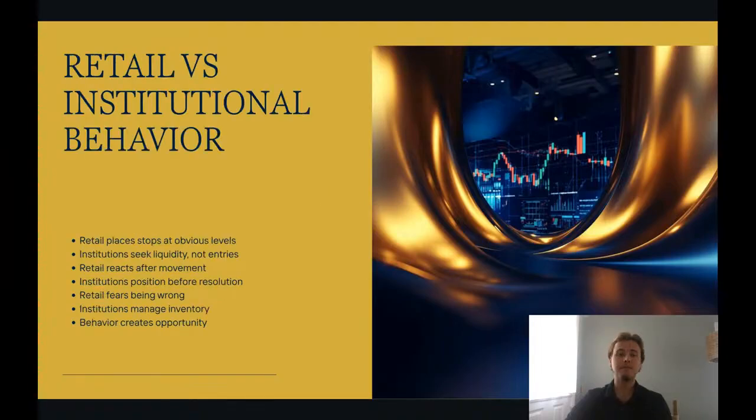Retail versus institutional behavior. Retail places stops at obvious levels. Institutions seek liquidity, not entries. Retail reacts after movement. Institutions position before resolution. So this entire area right here. Retail fears being wrong. Institutions manage inventory. Bang, boom. Behavior creates opportunity.